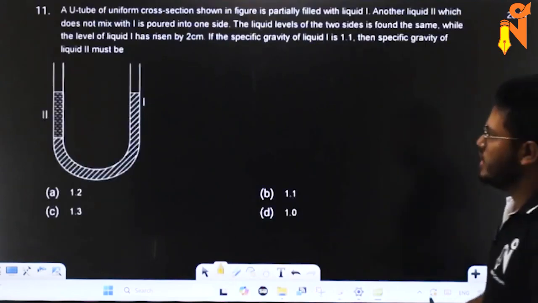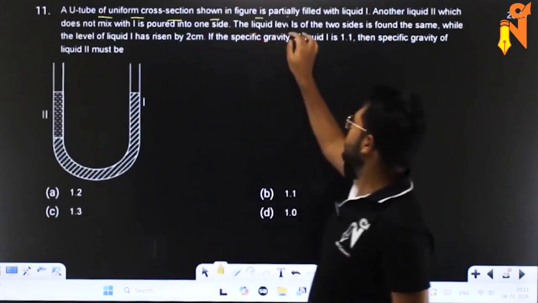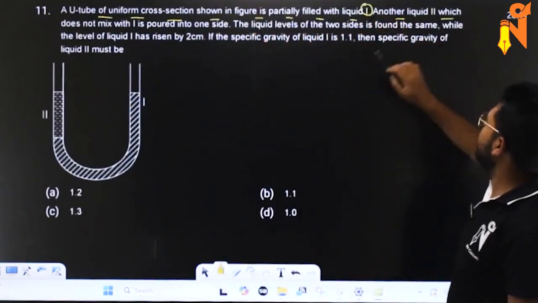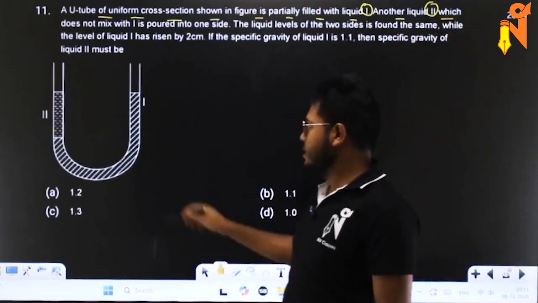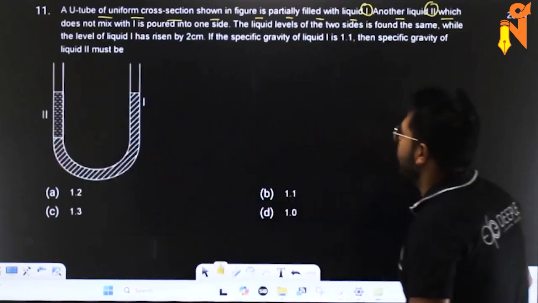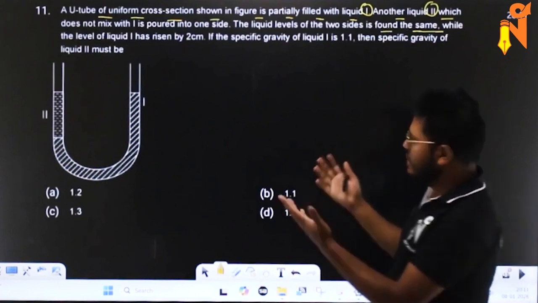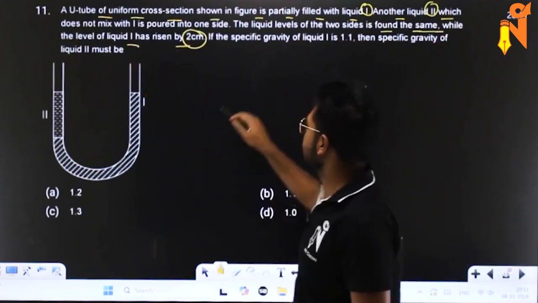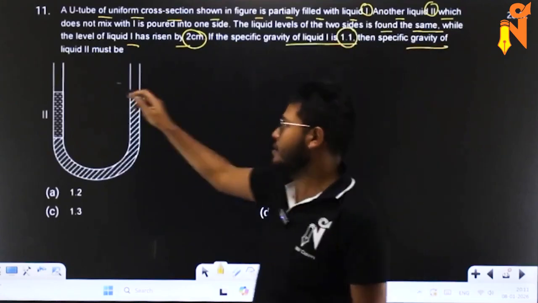Pretty simple question actually. Let's look at this one. A U-tube of uniform cross section shown in the figure is partially filled with liquid 1. Another liquid 2, which does not mix with 1, is poured into one side. So this is the one which used to be there. Now another liquid, number 2, is put in from there. The liquid level of the two sides is found to be the same, while the level of liquid 1 has risen up by 2 centimeter. The specific gravity of liquid 1 is 1.1. The specific gravity of liquid 2 must be?